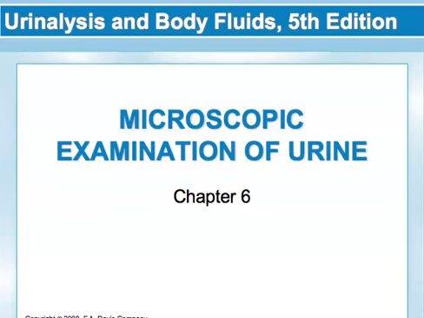So we talked about the physical examination of urine in Unit 1, which includes color, clarity, and specific gravity. And then we talked about the chemical examination of urine in Unit 2, which includes all of the tests on the reagent strips. So now in Unit 3, we are going to talk about the microscopic examination of urine, which is the analysis of the formed elements in the sediment of the urine.